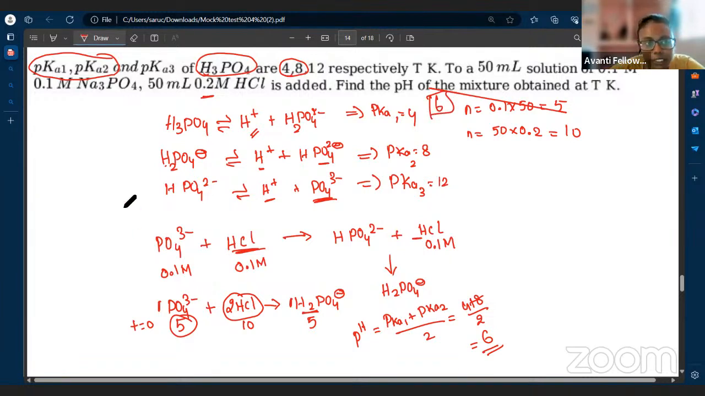Okay. So this question is a somewhat tricky question. Are you clear with this question? Any doubt with this question? Do you have any doubt? Clear with this question? Shall I move to the next question? Yes. Moving on to the next question.